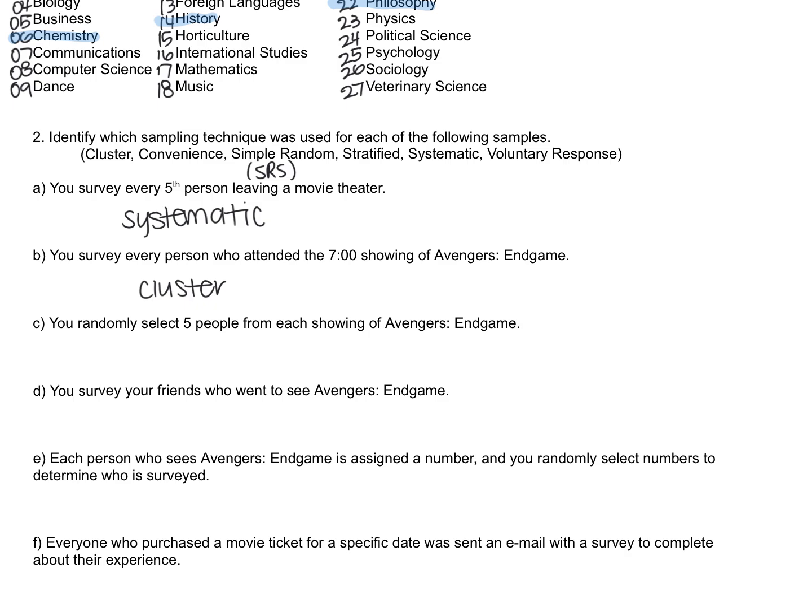If we select 5 people from each showing, so again, each showing is a different group, we've selected a specific number from each of those groups, this is stratified. Next, we have that you survey your friends who went to see Avengers Endgame. So this would be convenience.